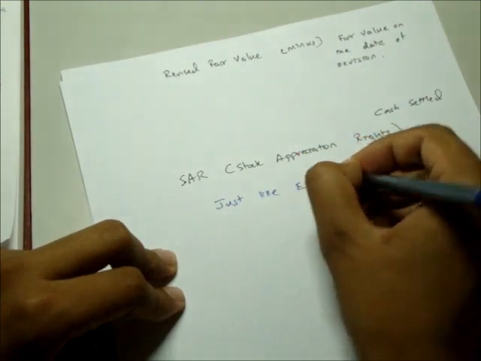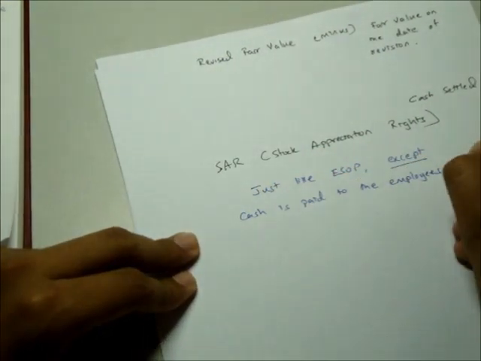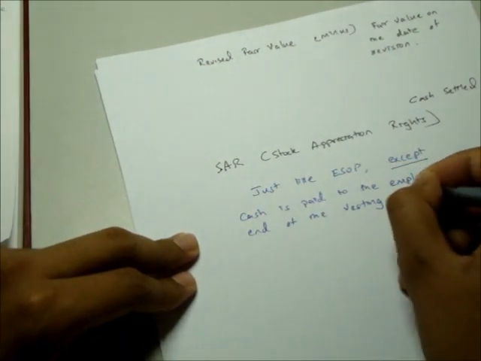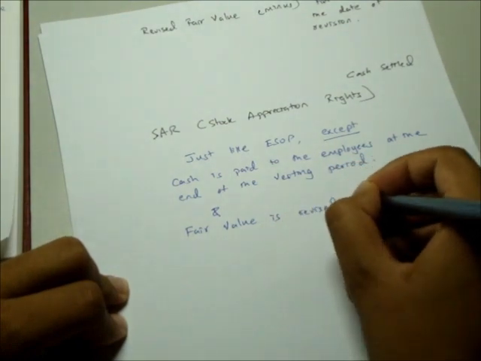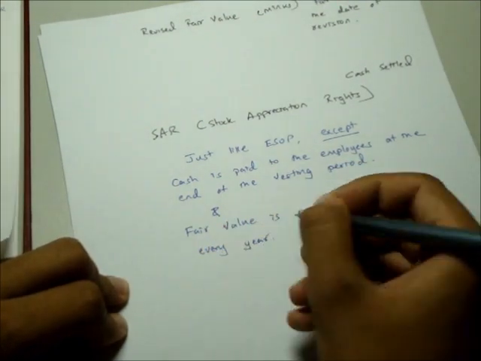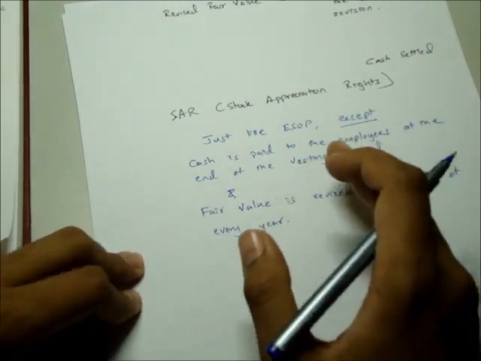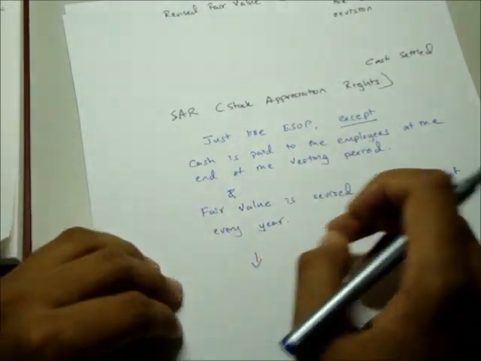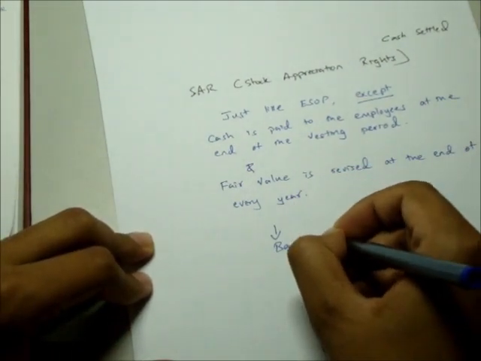Alright, now let's come to the next category, that is the cash settled. And the only option issued here is the stock appreciation right. Now the SAR is just like the ESOP, except that the cash is paid to the employees at the end of the vesting period, and fair value is revised at the end of every year, unlike ESOP where the fair value is decided on the granting date.